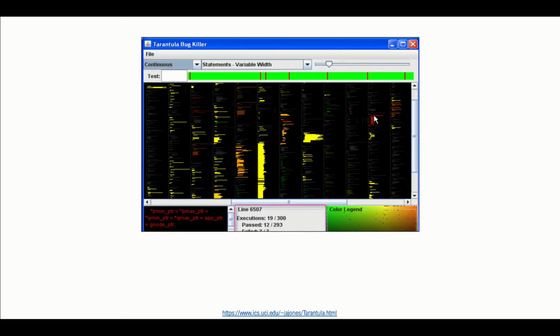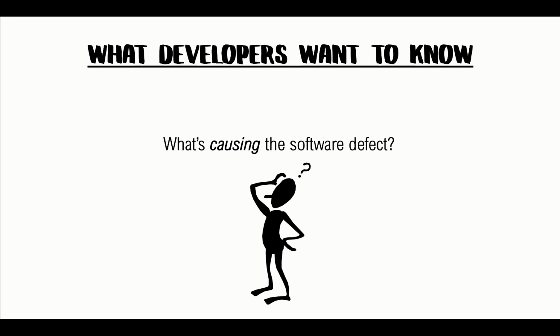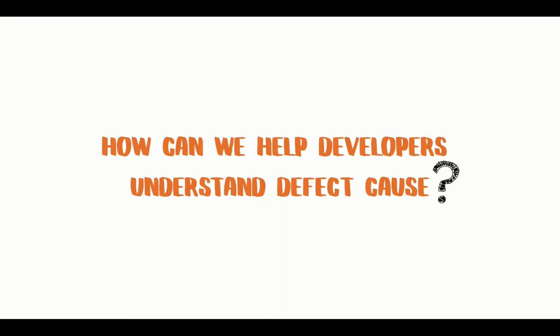We believe that one reason debugging is so challenging is because existing debugging tools, such as Tarantula, typically answer questions like what lines of code are correlated with the failing test that exposes the defect. However, recent work has shown that this information alone is not helpful to developers when debugging. What developers really want to know is what's causing the software defect. So we wanted to know, how can we help developers understand defect cause?